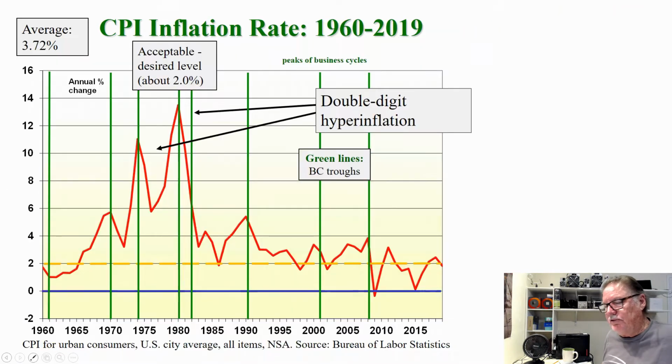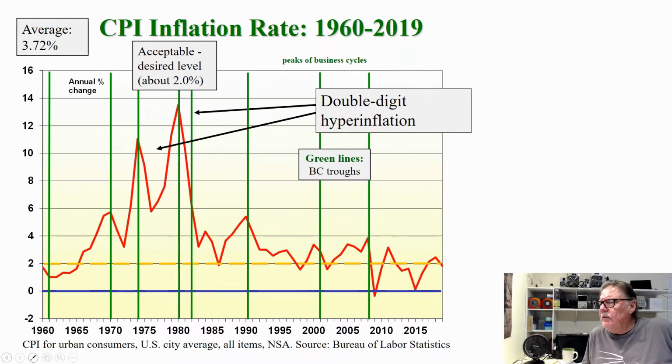Now, you've actually seen the data before because we've used it before. Remember, we said that from 1960 on until 2015, we had an average of 3.72%. And shown here also are the peaks of business cycles. And we saw that we had inflation rates that were high, above 10% for a period of time. And again, we've seen that story before, so we won't dwell on it right now.